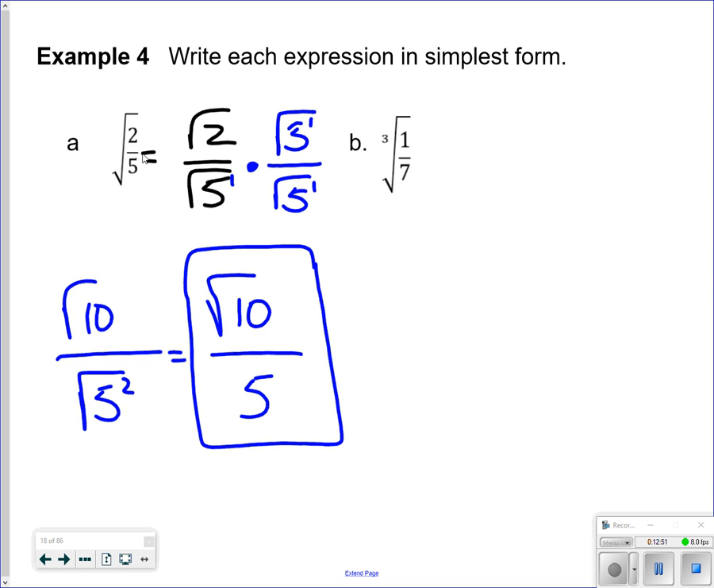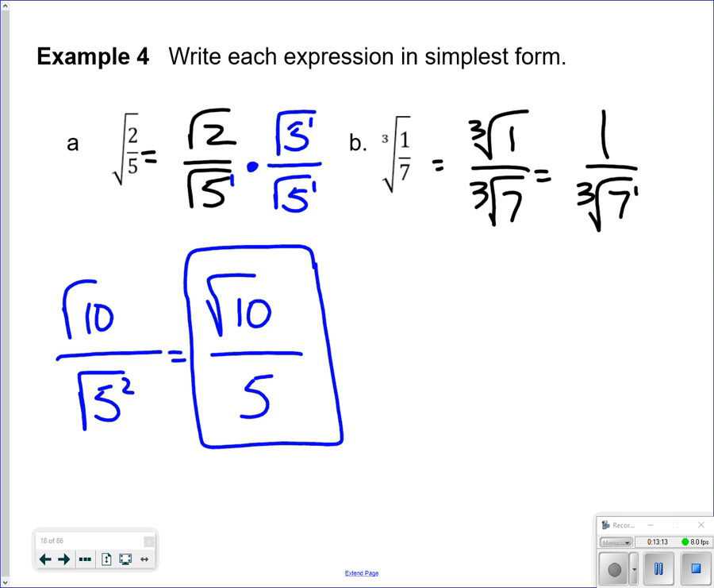Next one, 1/7 doesn't simplify. So now I do the cube root of 1 over the cube root of 7. Well, the cube root of 1 is actually 1. So again, anytime you can eliminate a radical, you should do that. So the cube root of 1 is 1. But I still have a radical on the bottom of the fraction. I'm not allowed to have a radical in the denominator.